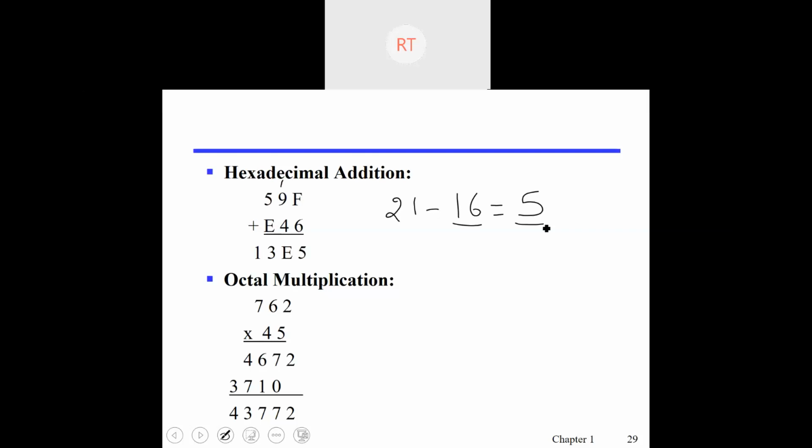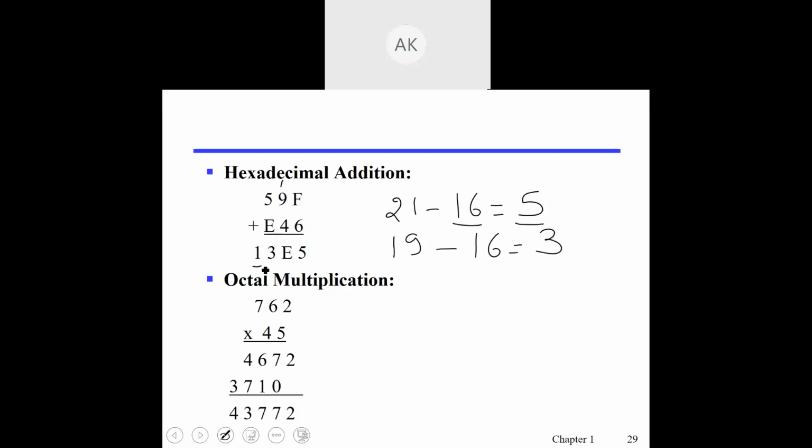Now, who can do the second part, please? So 1 plus 9 plus 4, what is it? 14. It is 14, and 14 is E, so you simply write it. How about the third one? It is 5 plus, yes, your help? E is 14, plus 5, it is 19, right? 19 minus 16, it is a 3 and a carry 1.